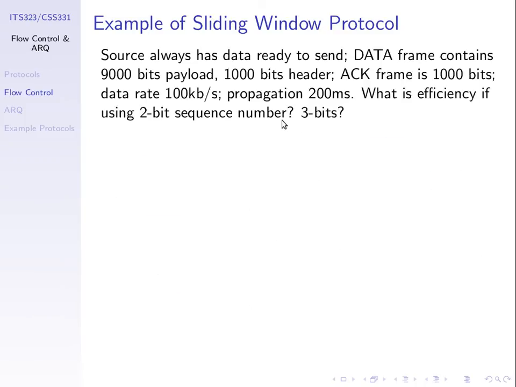This question is the coloured picture that we have printed there, the green and red one. That is the data frame of 9,000 bits, 1,000 bits header, 90% payload, 10% header, and if you do the calculations, we get data transmission time of 100 milliseconds, propagation of 200 milliseconds, ACK of 10 milliseconds, with either a 2-bit sequence number or 3-bit sequence number. So the answer to that is those 2 pictures.